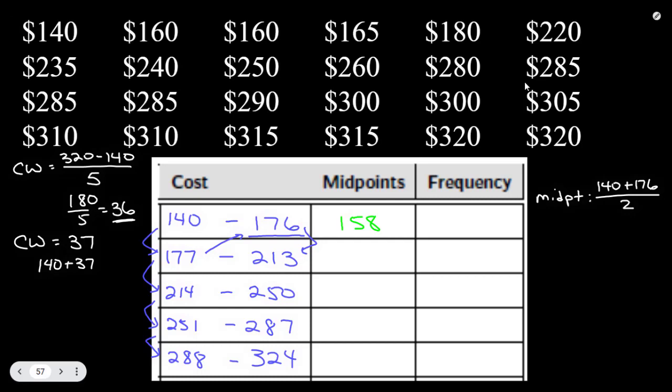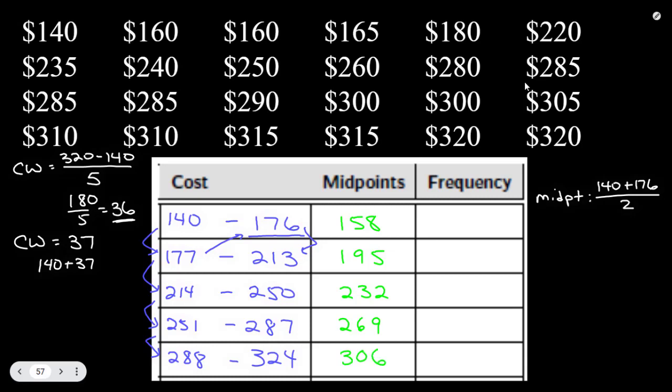Now, again, we could do the midpoint of each of those by taking the average of each group, but we can also just add 37 because all the different groups are 37 apart. So 158 plus 37 gives us 195 for that next midpoint. Plus 37 again gives us 232. Plus 37 again gives us 269. And finally, adding 37 one more time gives us 306.